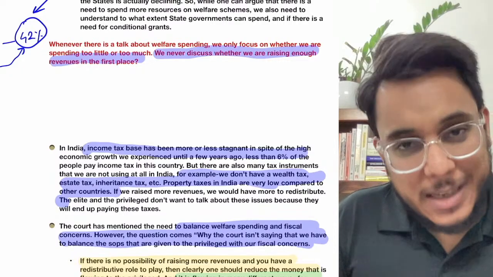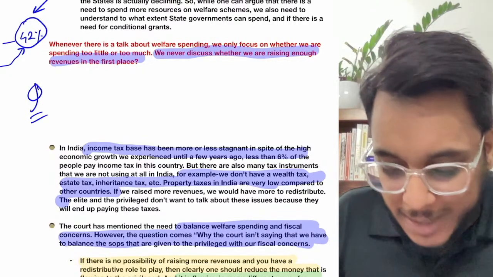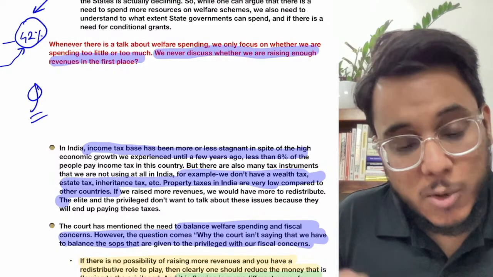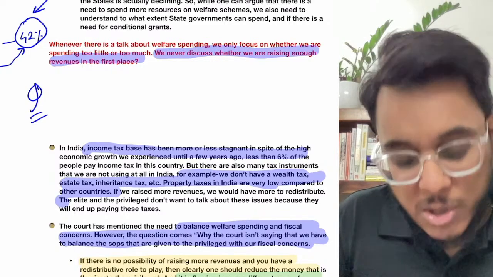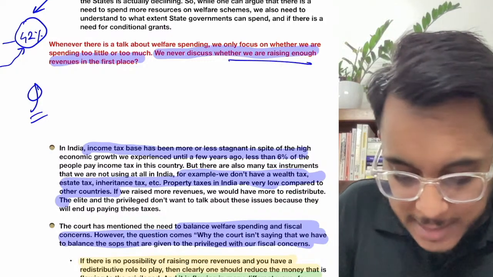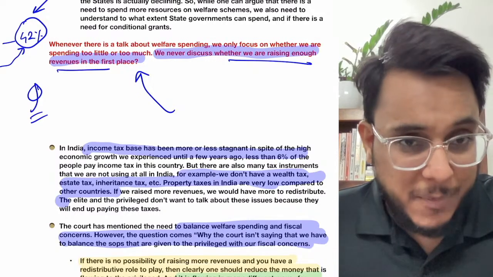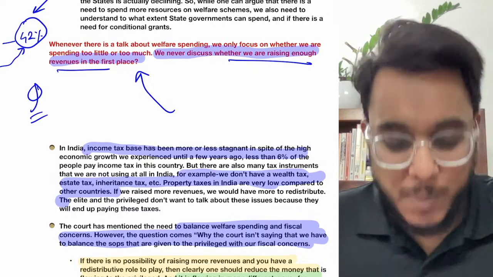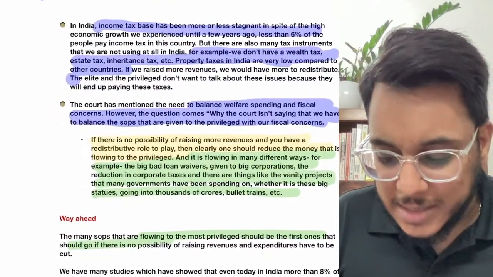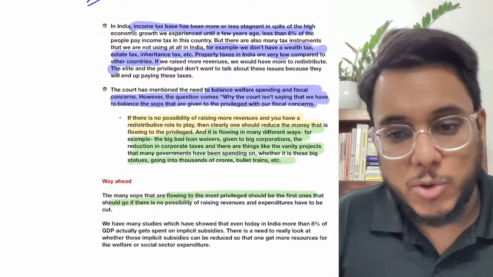Now guys, one more question comes. Okay, we spend less. Fine. But the question is, why are we spending less? The answer is that we are spending less because we are not raising enough revenues. So why are we not raising enough revenues in the first place? Why don't we have money so that we can spend? There are certain answers that have been given as to why we are not able to spend.